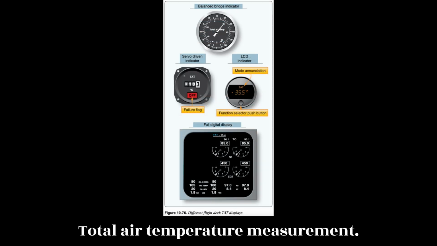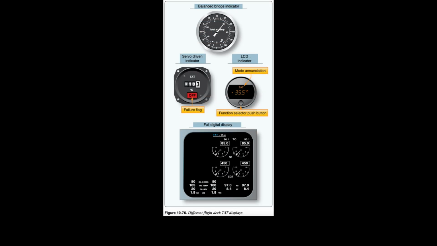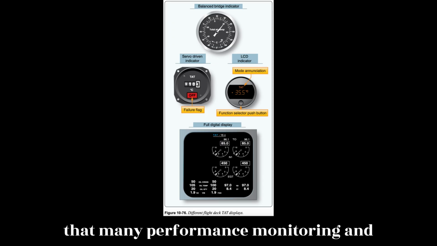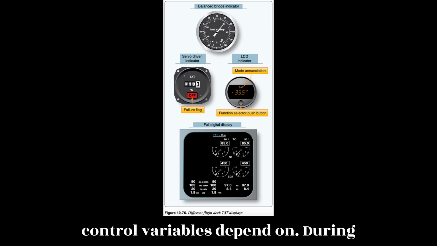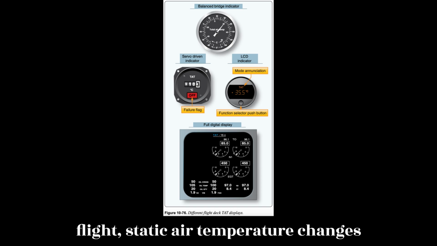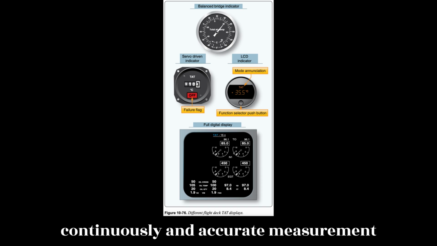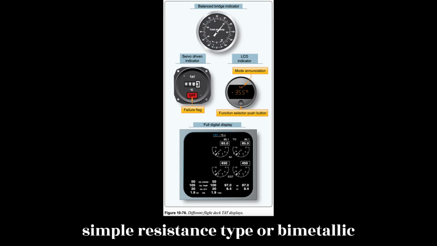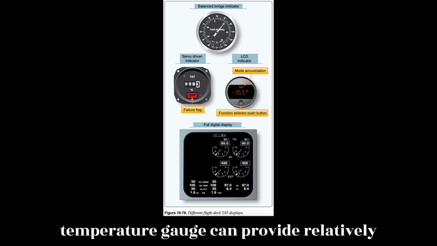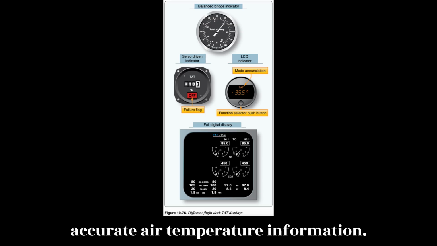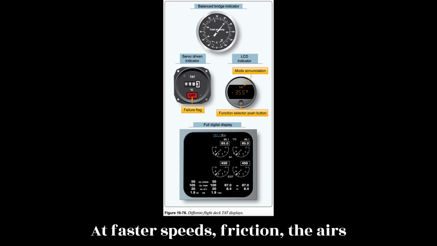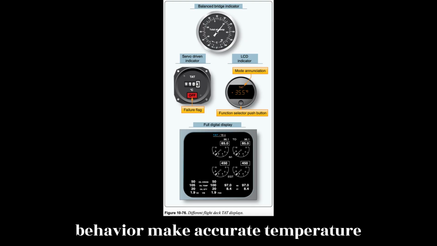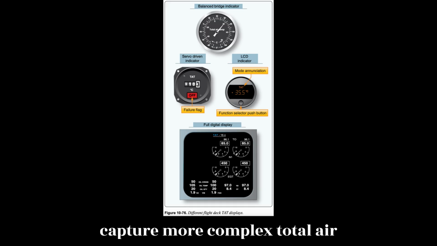Total air temperature measurement. Air temperature is a valuable parameter that many performance monitoring and control variables depend on. During flight, static air temperature changes continuously and accurate measurement presents challenges. Below Mach 0.2, a simple resistance type or bimetallic temperature gauge can provide relatively accurate air temperature information. At faster speeds, friction, the air's compressibility, and boundary layer behavior make accurate temperature capture more complex.